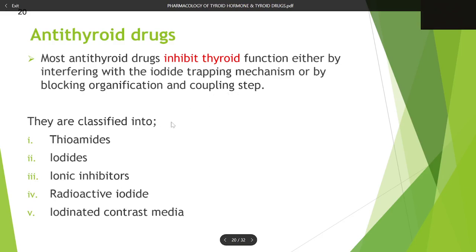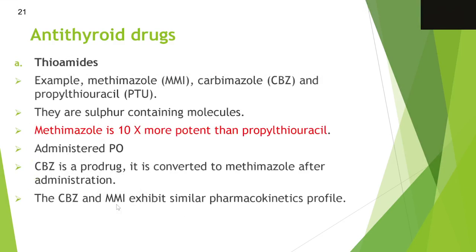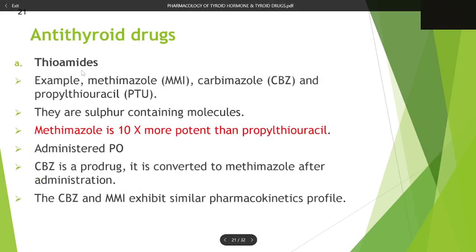So they are classified into thioamides, iodides, ionic inhibitors, radioactive iodide, and iodinated contrast media. Now, examples of thioamides include methimazole, MMI, carbimazole, and propylthiouracil. They are sulfur-containing molecules. Methimazole is 10 times more potent than propylthiouracil.